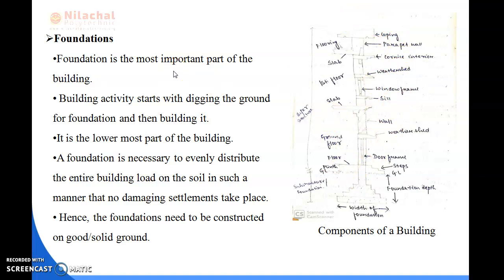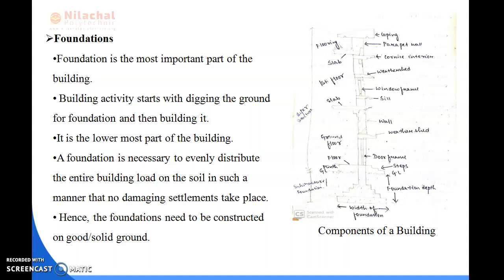First, we'll be reading about foundations. As I have already told, foundations come below the ground level. It is also known as the substructure of a building. So foundation is the most important part of a building, and the building activity starts with digging the ground for foundation and then building it. It is the lowermost part of the building.